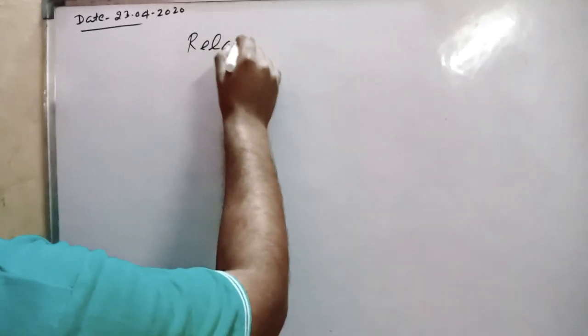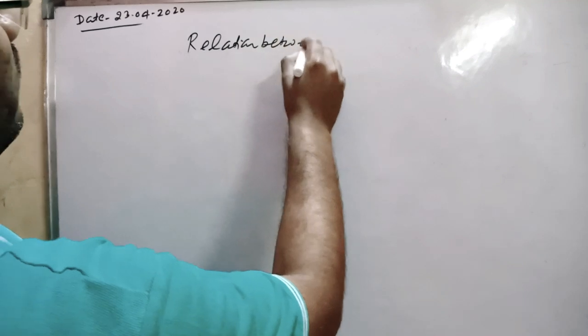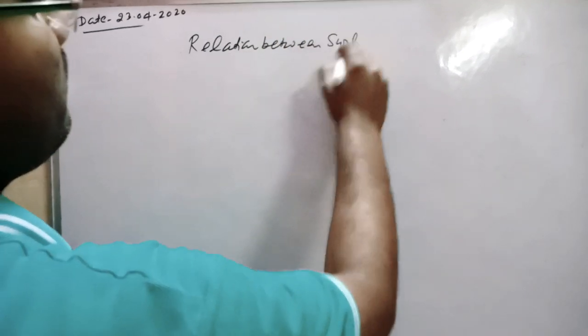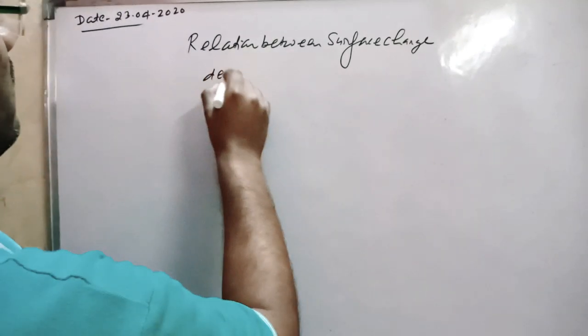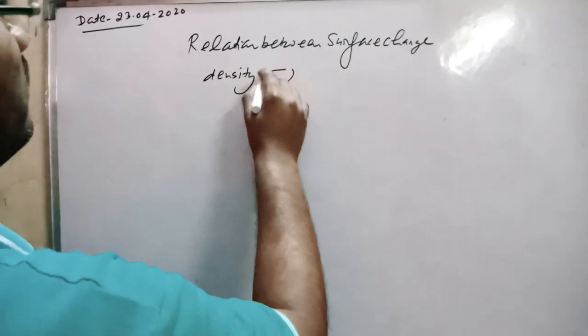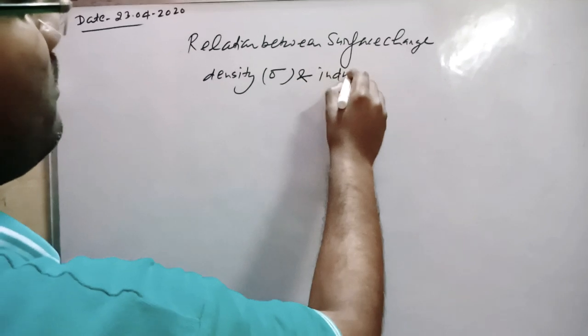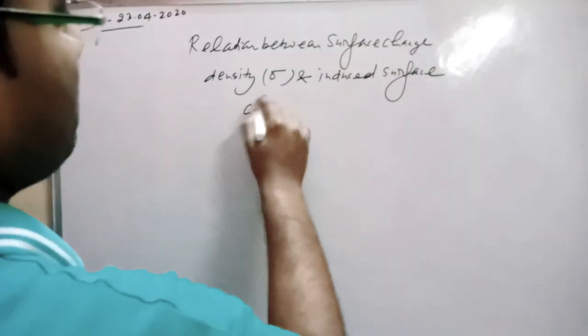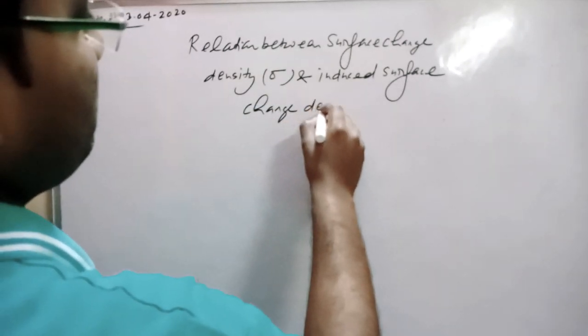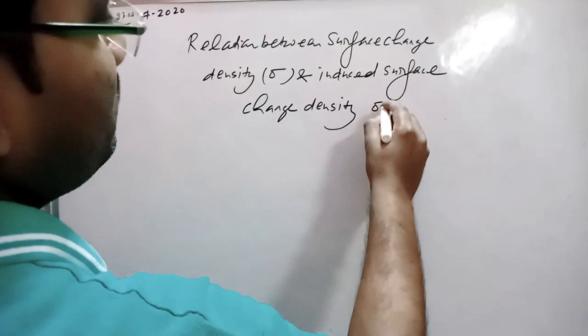Now next one is the relation between surface charge density sigma and the induced surface charge density sigma p.